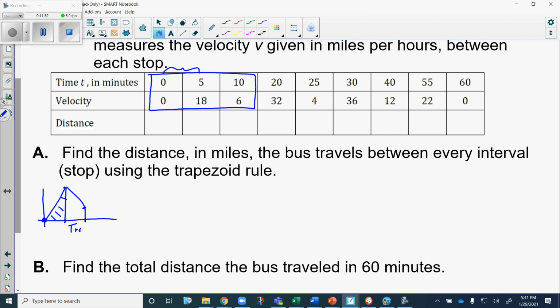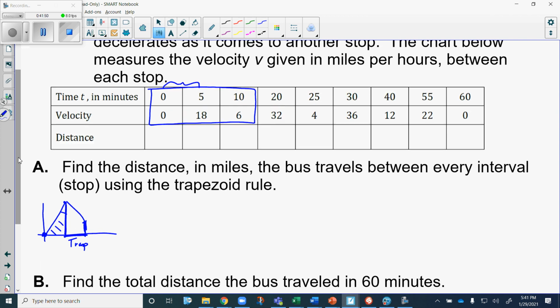And that's kind of what they're looking at, where the vertical segments are going to be the parallel bases, and the change in x is the height of the trapezoid. So that's why they're saying use the trapezoid rule here. Okay, so here, find the distance between each interval. For the first one, it's really just a triangle. The height of one base is 0, so let's look at the first one here.